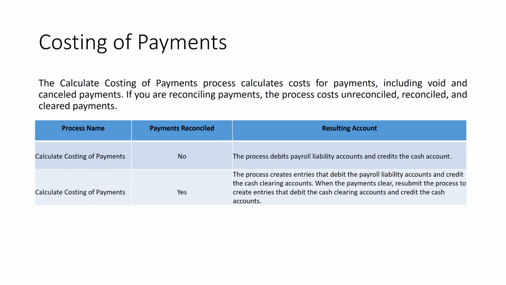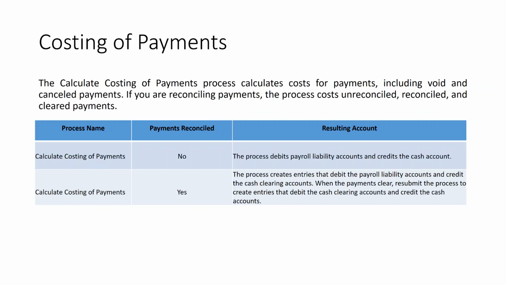Now the next time you run it is when you get your bank statements. That means you have cleared your cash accounts by sending the payments to the employees. The second time when you run with payment reconciled as yes, that means you're matching your bank statement with the payment information. If you see the definition of the process, it creates entries that debit the payroll liability account and credit the cash clearing accounts. So if you have void payments or null payments or invalid payments, then that shows up in the costing account, this payment reconciled accounts.